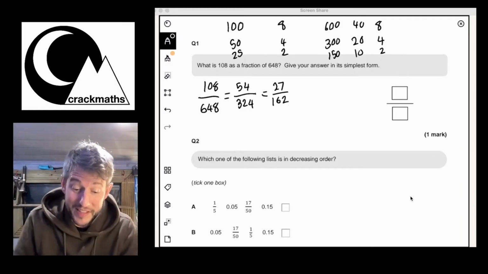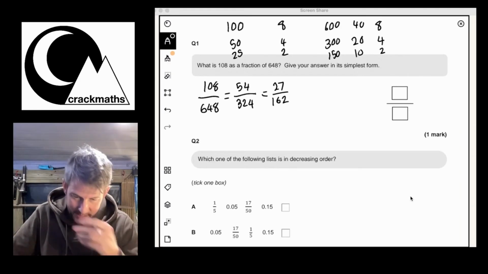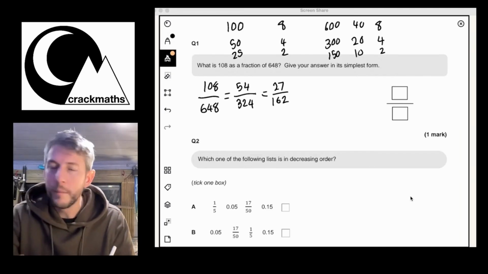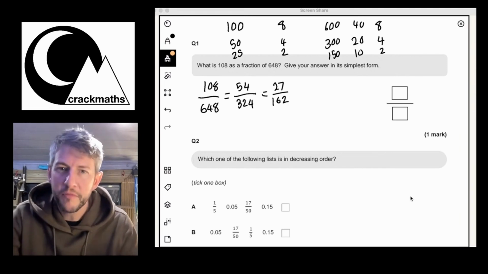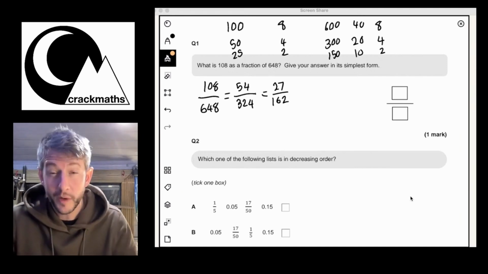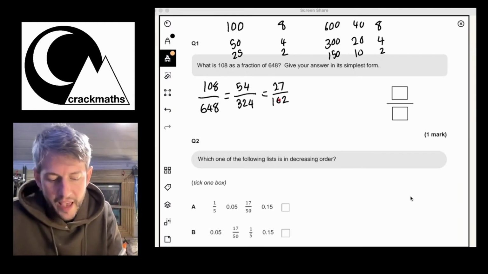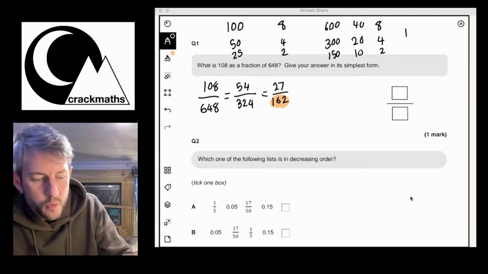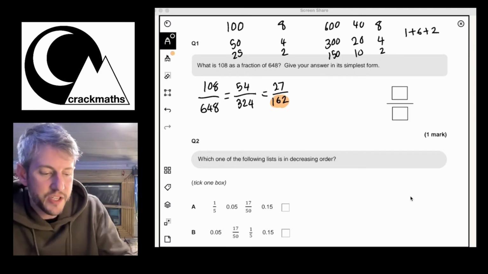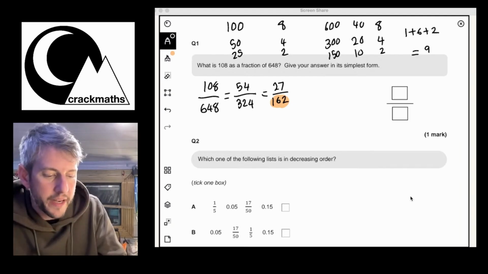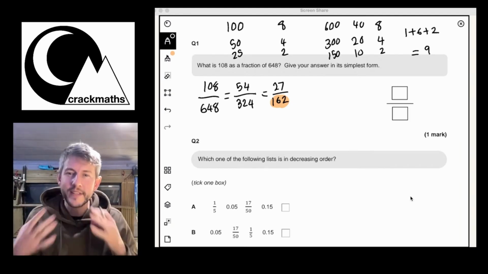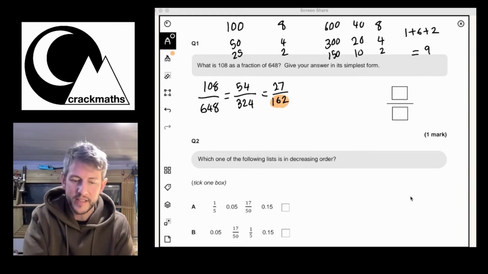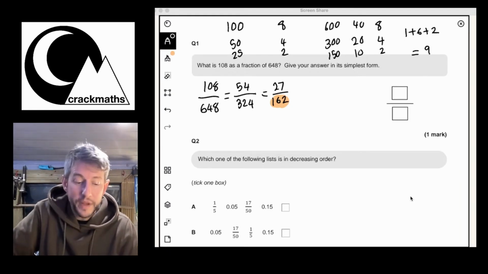Unfortunately, this can simplify some more. I know that both of these numbers aren't even anymore, so they can't both be halved, but I do know that 27 can be divided by 3, and 162 can be divided by 3, because if you do 1 add 6 add 2, this equals 9, and any number where the digits add up to a multiple of 3 can be divided by 3. So 162 will be divisible by 3.